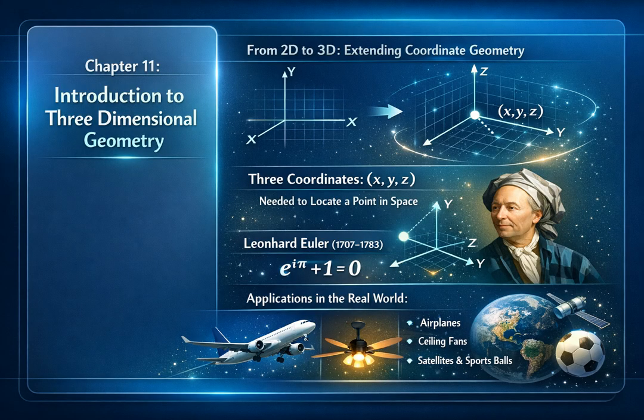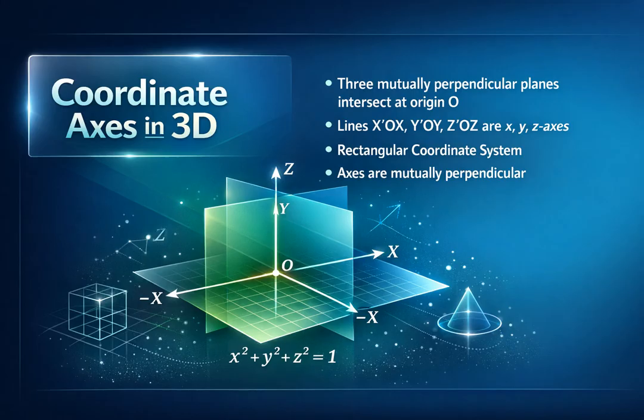We'll extend our 2D knowledge to 3D space. In three dimensions, we have three coordinate axes. Imagine three planes intersecting at point O, all mutually perpendicular. The lines where they intersect are called the x-axis, X'OX, y-axis, Y'OY, and z-axis, Z'OZ. These three axes form what we call the rectangular coordinate system in three dimensions. They're all perpendicular to each other.